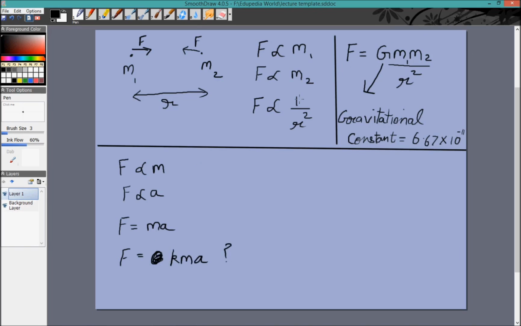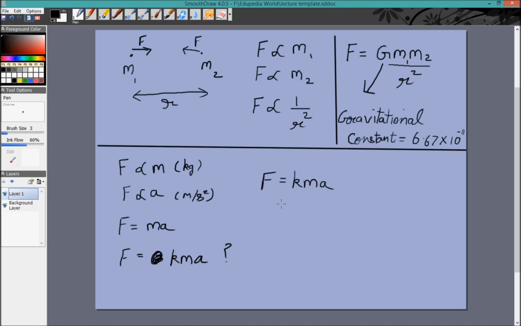The answer to that is, when we wrote this equation, which came before this equation, we had not yet defined a unit of force. So when we say force is proportional to the mass and force is proportional to the acceleration, and mass and acceleration are in kilograms and meters per second square, then we say F is equal to kma, which means that when the mass doubles, the force doubles.